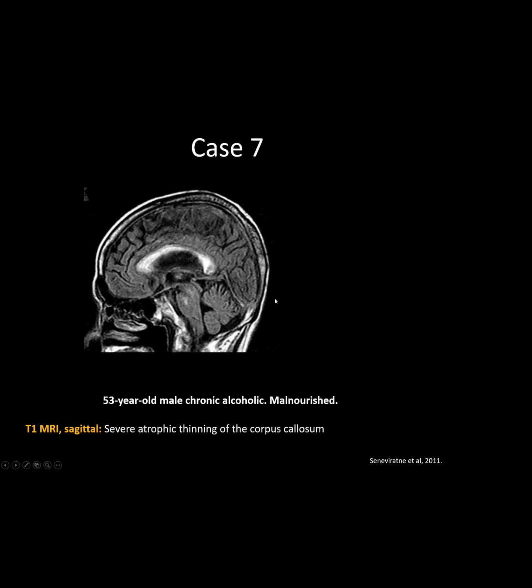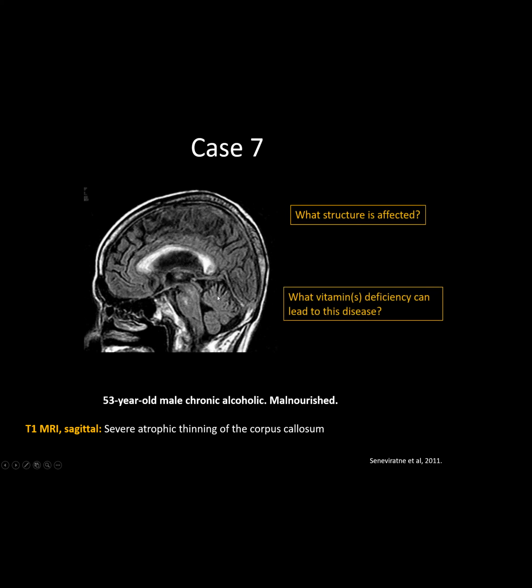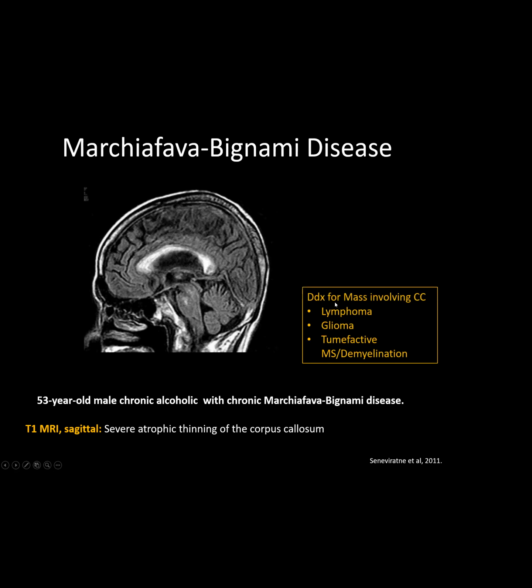So different things can affect your corpus callosum. If you have a patient that's malnourished and alcoholic, and you see either edema or chronic holes in the corpus callosum, that's a good appearance for what's called Marchiafava-Bignami disease. It tends to involve the central fibers of the corpus callosum as opposed to the undersurface. So what structure is affected? This is the corpus callosum, and what deficiency is this from? B vitamins in general are thought to be the cause; deficiency of those vitamins causes Marchiafava-Bignami disease.